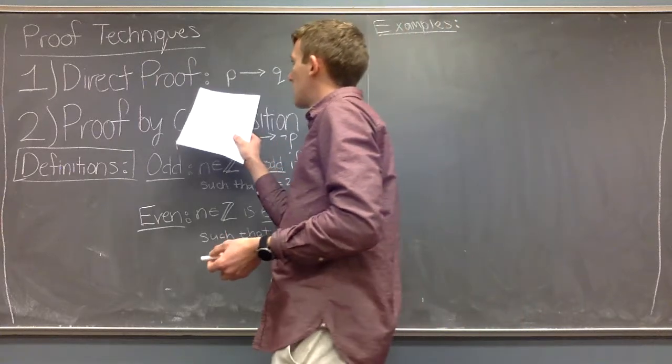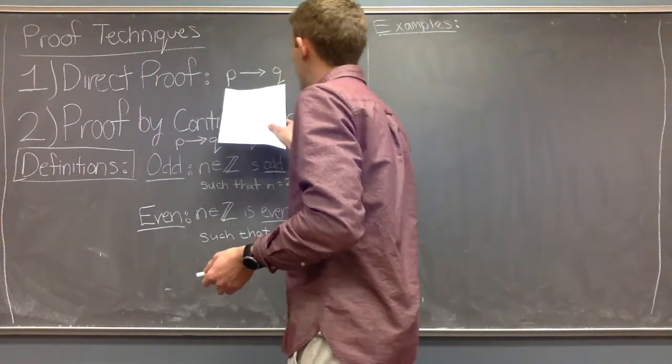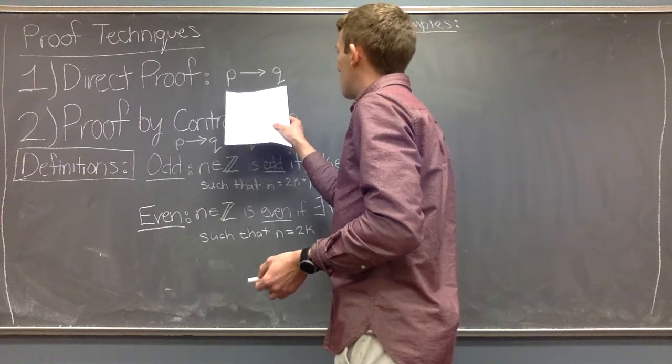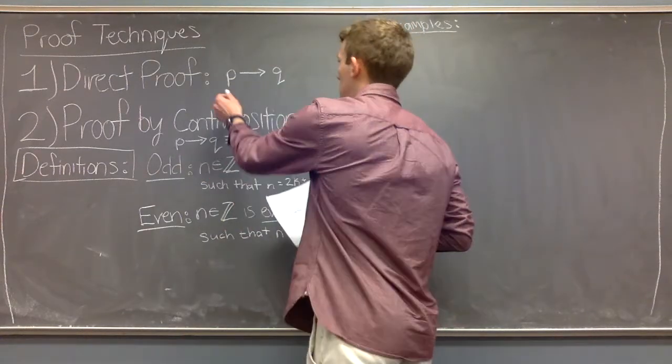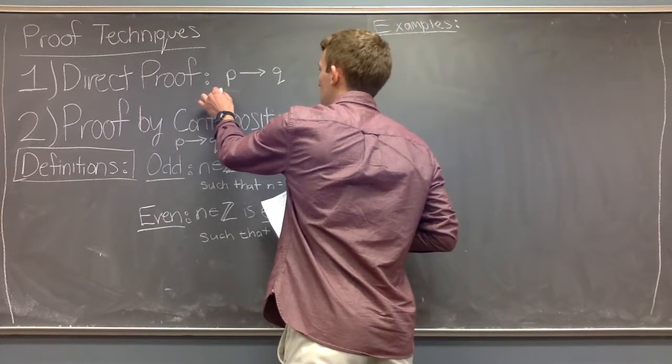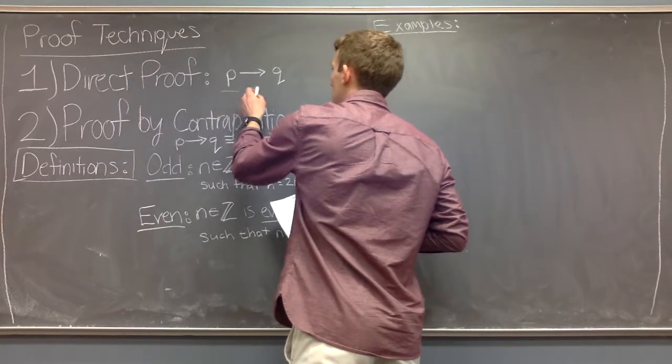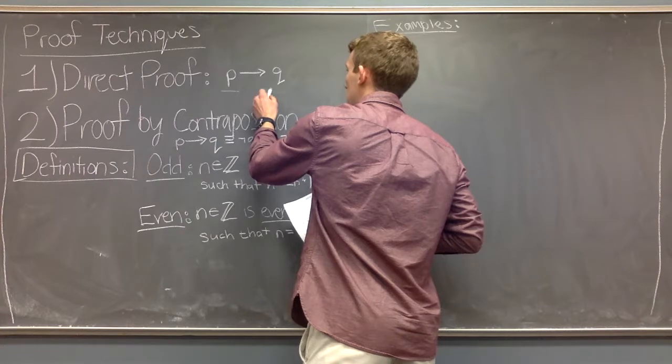So for a direct proof, when you want to prove something like P implies Q, where P is your premise and Q is your conclusion, what you want to do is start with P, assume P is true, and then conclude that Q is true.